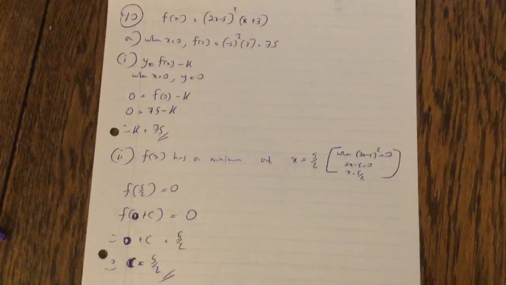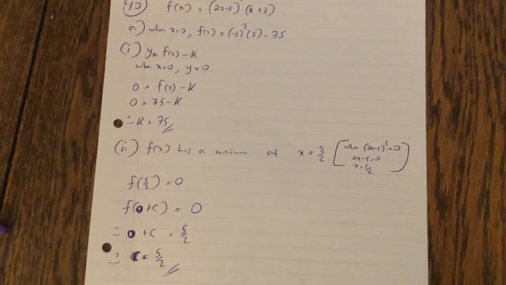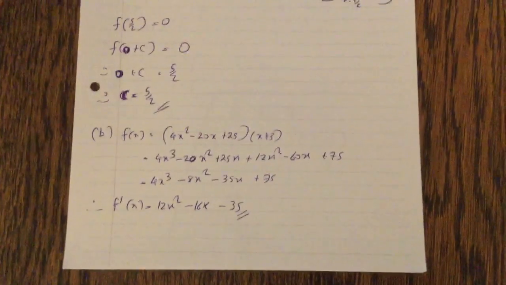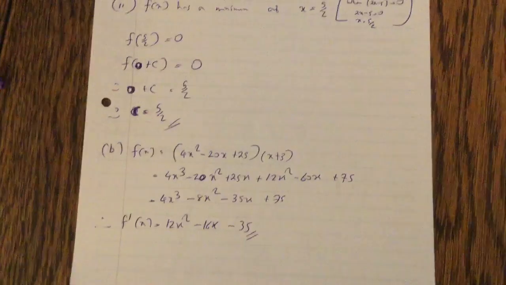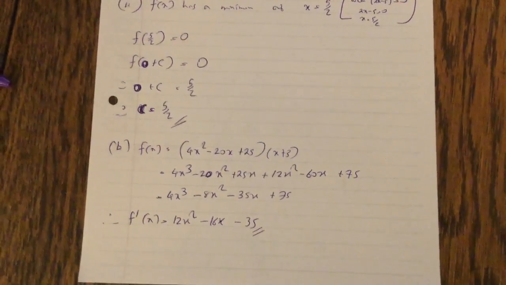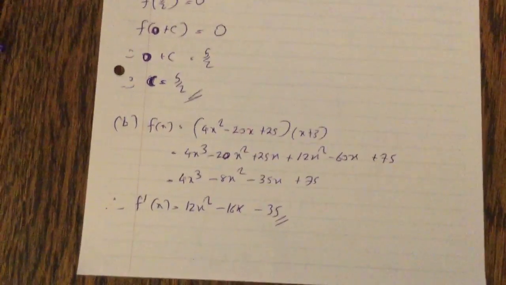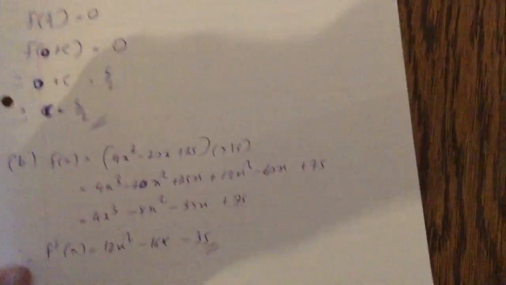Okay, I know it's a bit confusing, guys, but you just have to see the logic behind it. It's a translation by 5 over 2, isn't it? If it's not, then it would not be at the origin, would it? Okay. Now part B, f of x equals 4x cubed minus 8x squared minus 35x plus 75 when you expand it. So if you differentiate it, you get f dash x equals 12x squared minus 16x minus 35 as required.